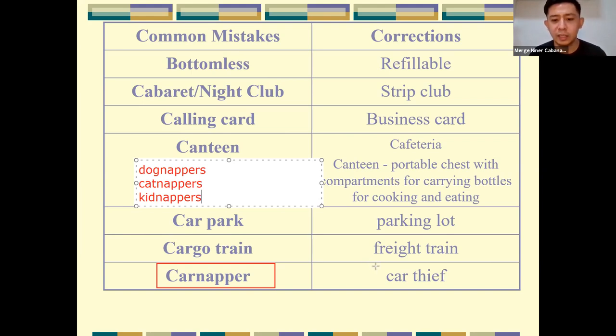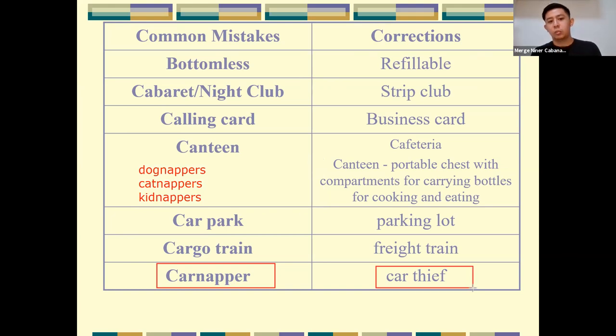The proper term for this is a car thief. What about dog napper? A dog thief, right? If we're referring to the person, a cat thief. But kidnapper is actually a term. So kidnapper, you can use it whenever you want, okay? So that is the differences of the letter C.